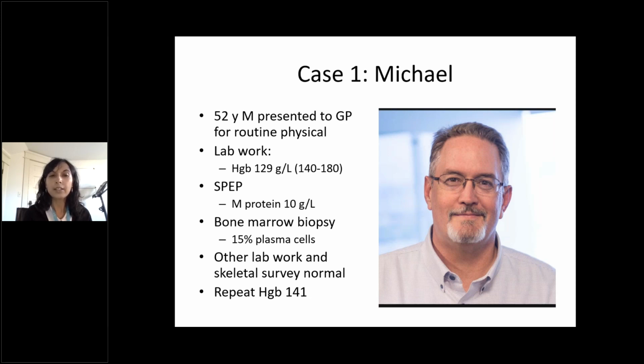And as part of the investigations for the low red cell count, serum protein electrophoresis was done, and we'll talk about what that is all about, and it showed an abnormal protein measuring 10 grams per liter, and that led to a bone marrow biopsy which showed 15% plasma cells. All his other testing was unremarkable, and his repeat red cell count actually went back into the normal range.